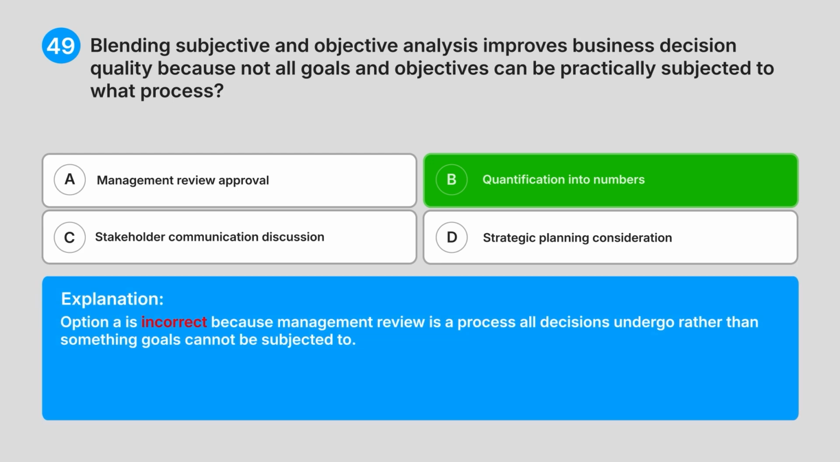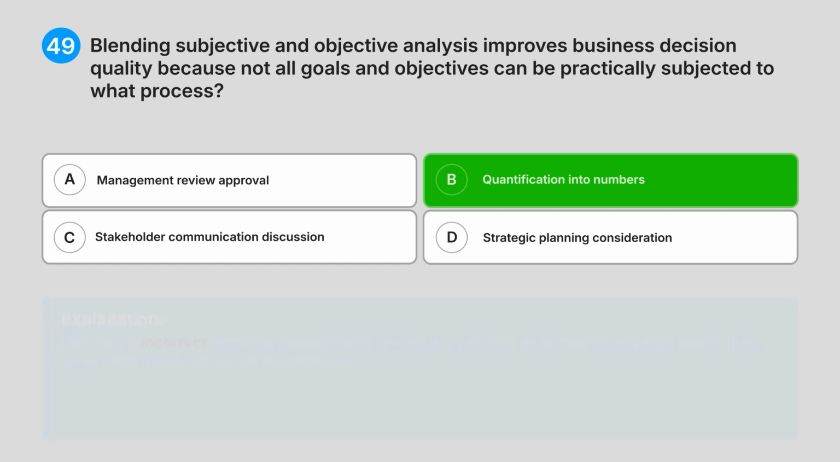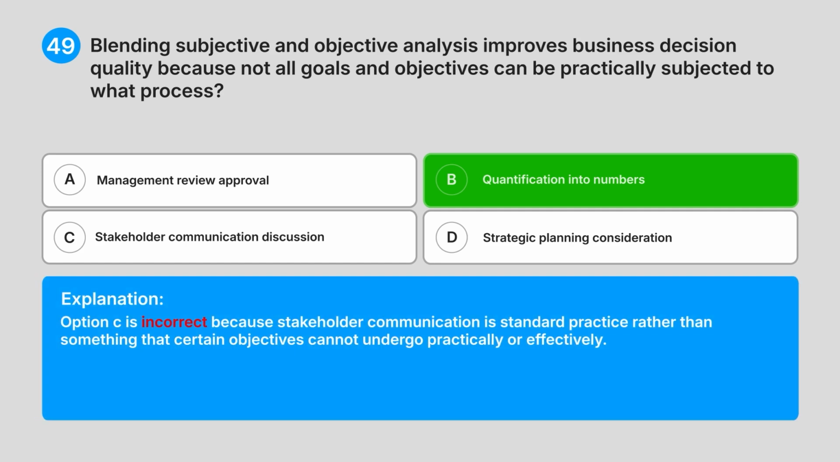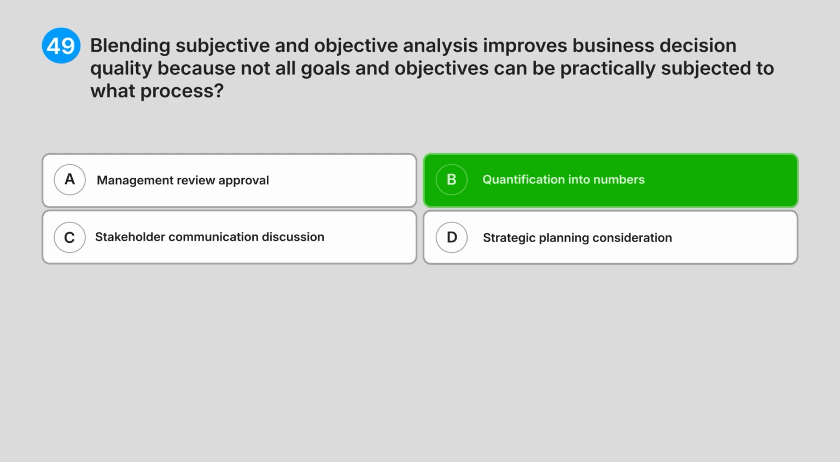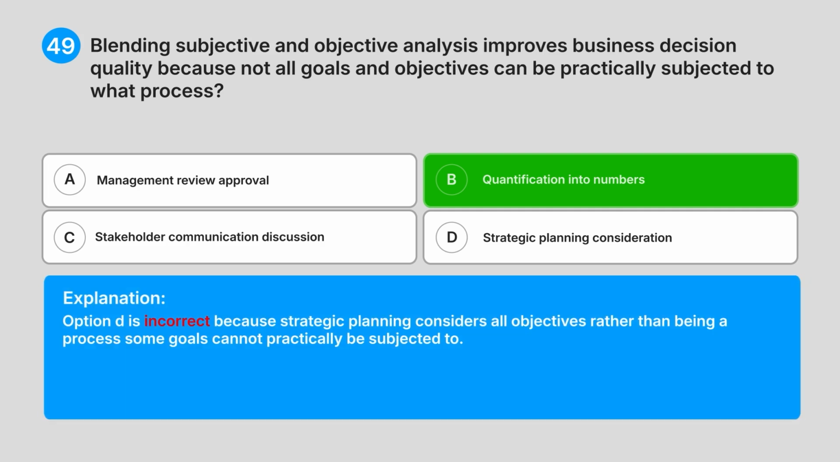Option A is incorrect because management review is a process all decisions undergo rather than something goals cannot be subjected to. Option C is incorrect because stakeholder communication is standard practice rather than something that certain objectives cannot undergo practically or effectively. Option D is incorrect because strategic planning considers all objectives rather than being a process some goals cannot practically be subjected to.